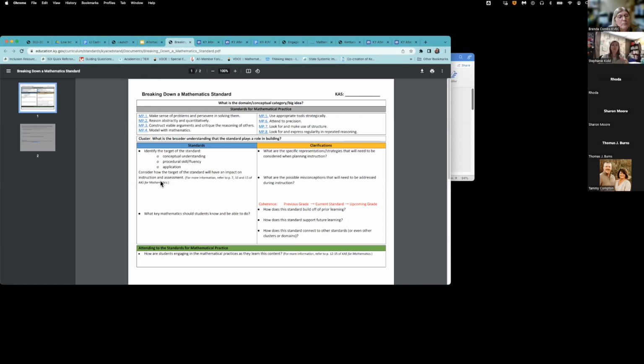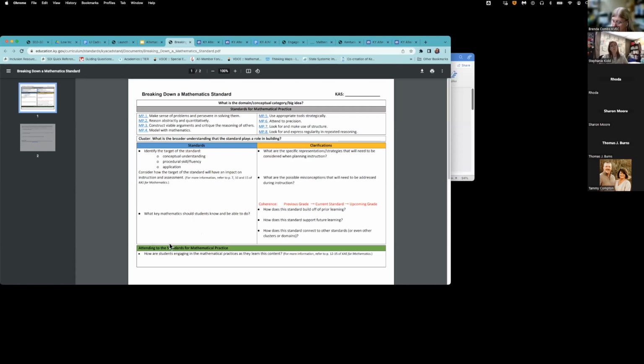So when I talk about the backward method, I'm going to look at a standard. I'm going to create the assessment first, right? And then how do I want to teach those? And then I'm going to teach it. And then we're going to assess. So we're going to use that backward method. So what key mathematics should students know and be able to do?